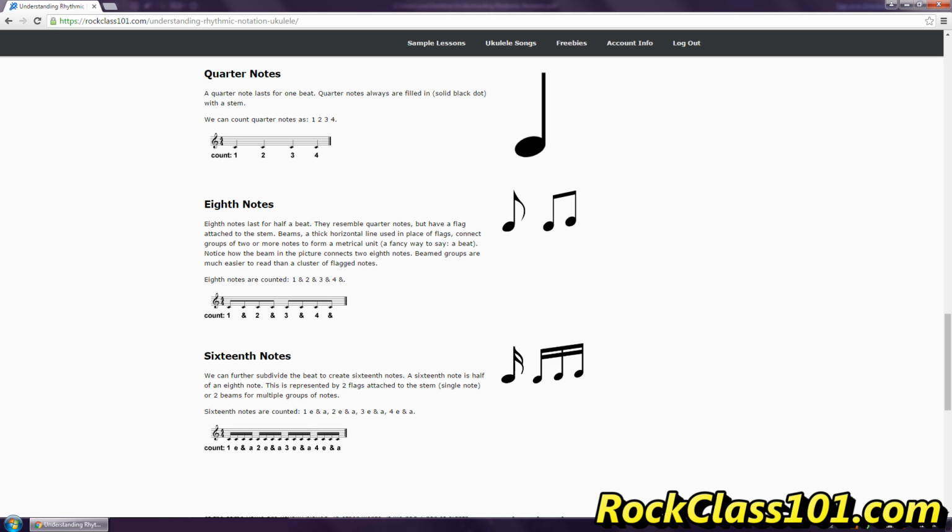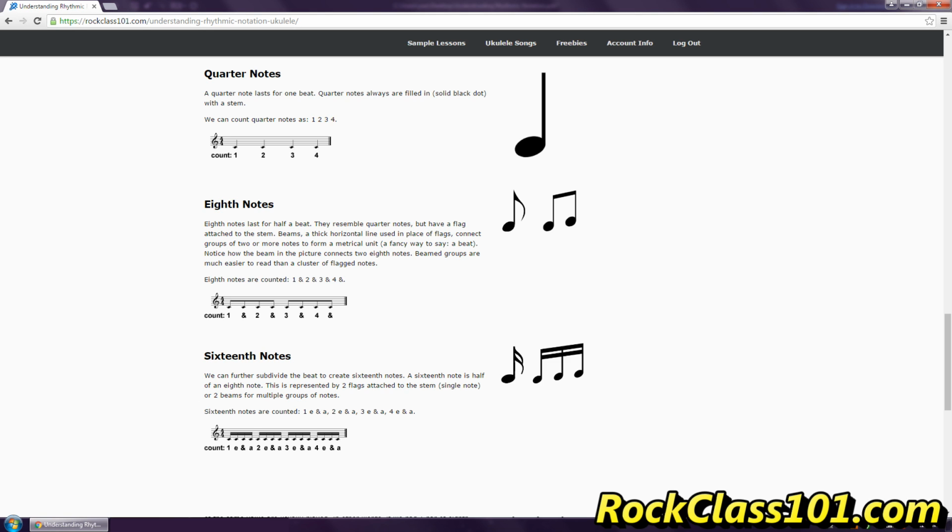Now, if we keep subdividing the beat further, we're going to get into eighth notes. So eighth notes will last half of a quarter note. That means that you need 2 eighth notes now to equal 1 quarter note. So eighth notes are going to be counted 1 and 2 and 3 and 4 and.